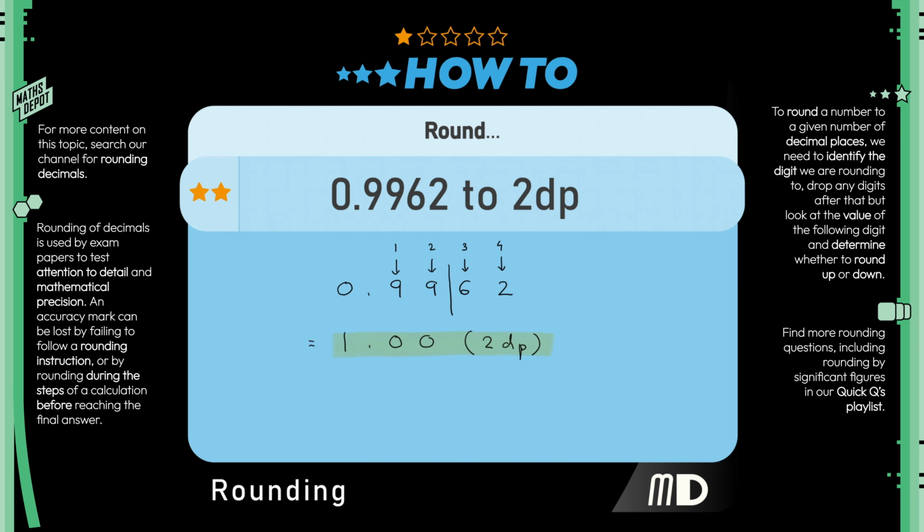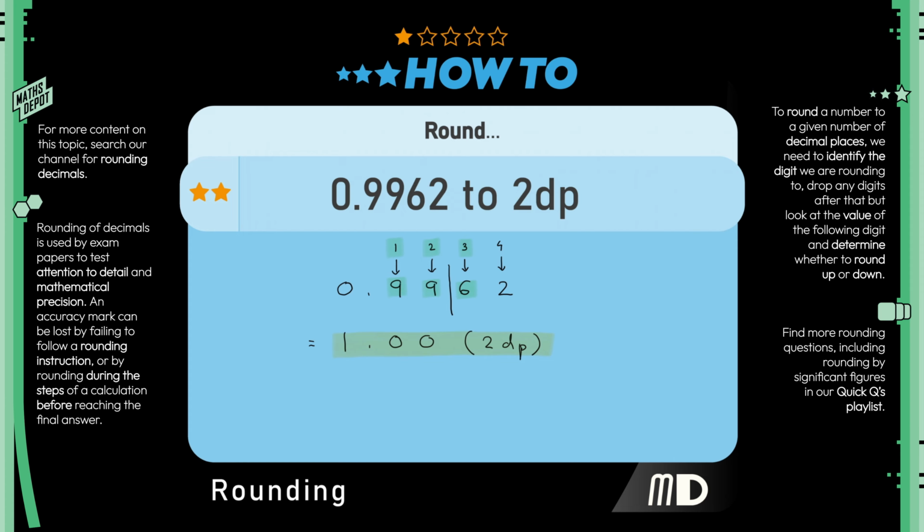The final 2 questions are a challenge. First, we've been asked to round 0.9962 to 2 decimal places. The important digits for the purposes of answering this question are the 1st digit, which is 9, the 2nd digit, which is also 9, and the 3rd digit, which is 6.